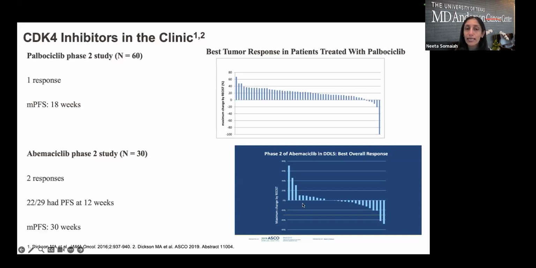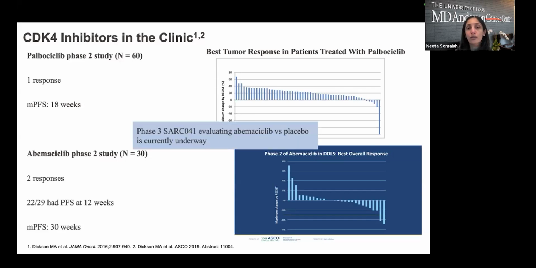Abemaciclib tends to, again, you shouldn't compare across trials, but abemaciclib seems to have a little bit more responses. You can see more bars below, and the progression-free survival was a little higher, which means the time where 50% of the patients still had not progressed was 18 weeks for palbociclib and 30 weeks for abemaciclib. So we use these drugs because they're available for breast cancer, and palbociclib is included in NCCN guidelines, so sometimes we can get insurance to approve it.